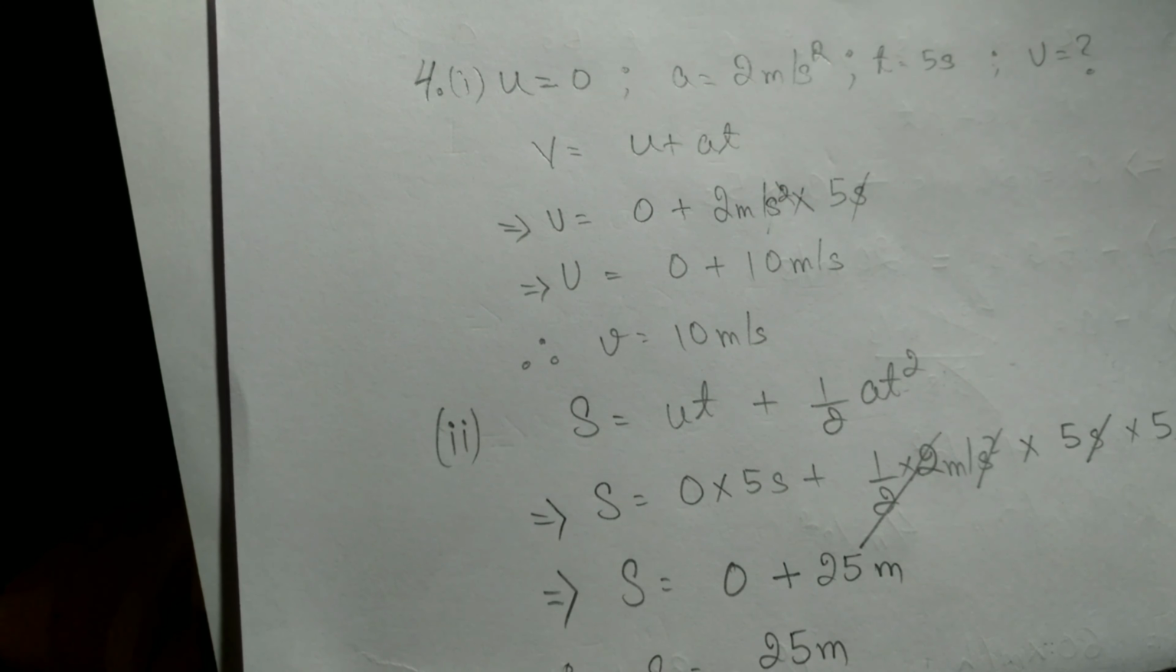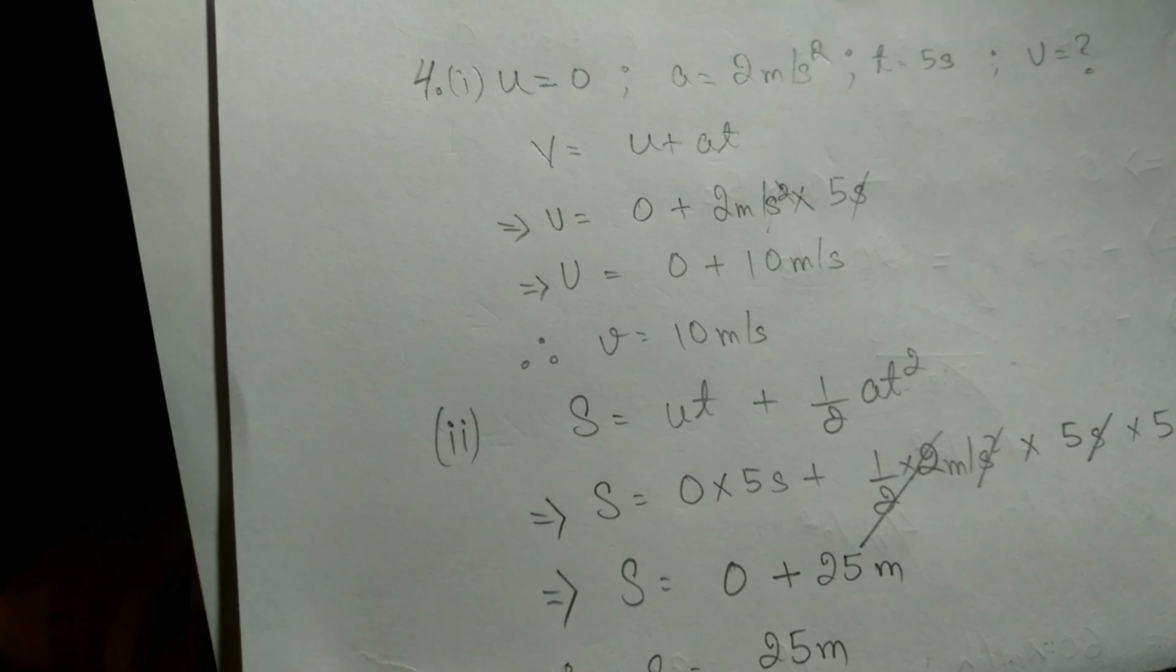using the formula v equals u plus at. So v equals u plus at, again replacing the values of the initial velocity, acceleration and time. This time using the units as well. So 0 plus 2 meter per second square multiplied by 5 seconds. So the units have been cancelled, like 1 second goes and the square goes, and v equals 0 plus 2 into 5, which is 10 meter per second. So my final velocity is 10 meter per second.